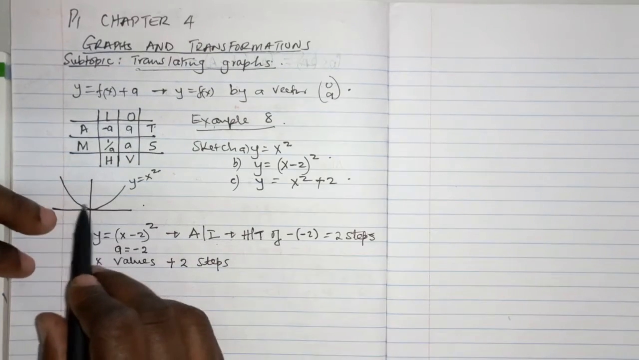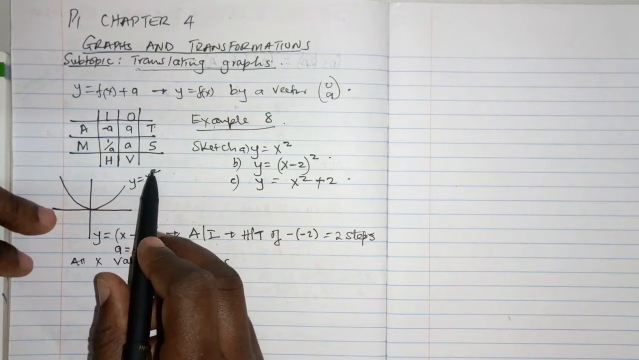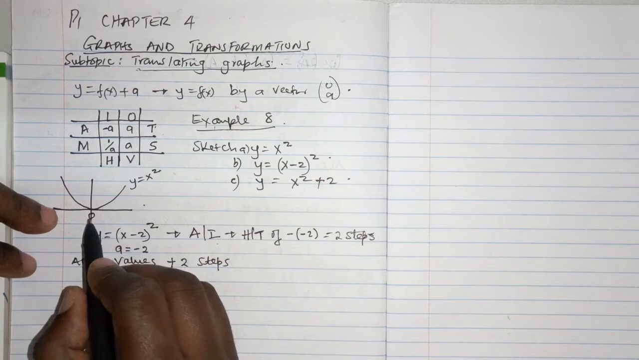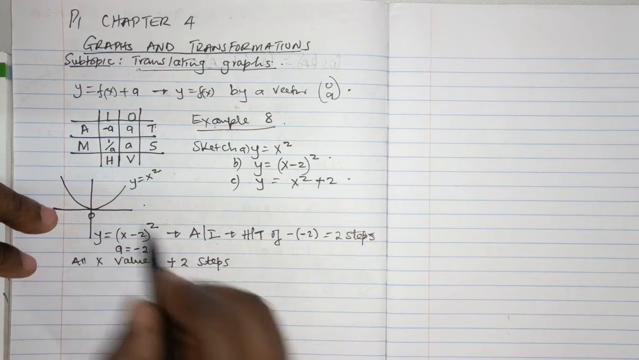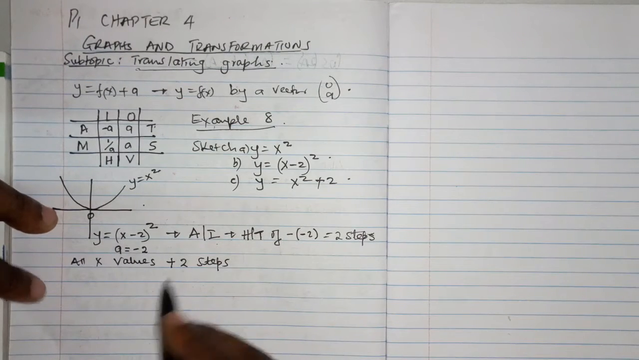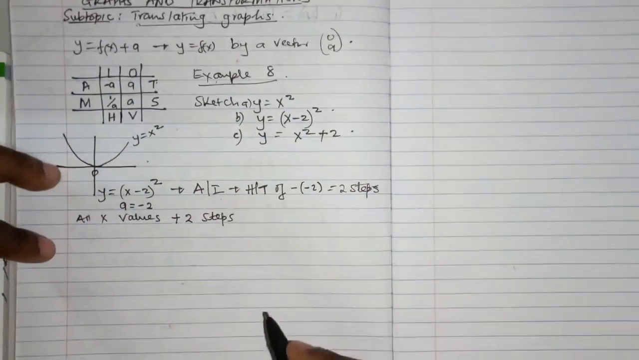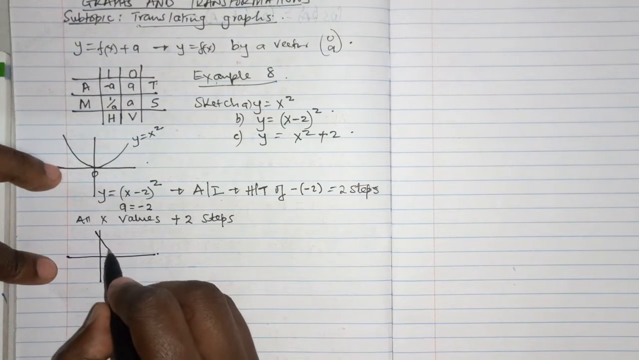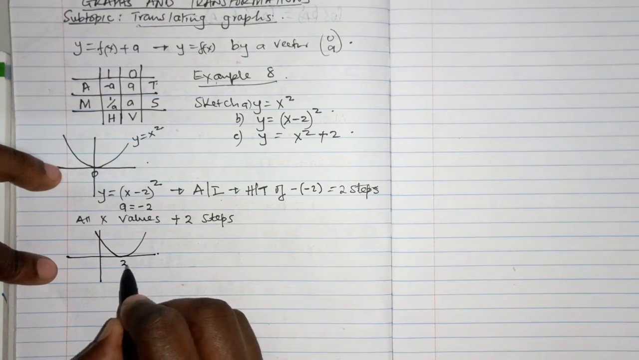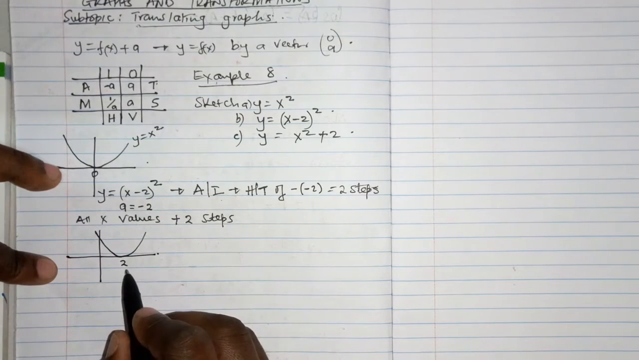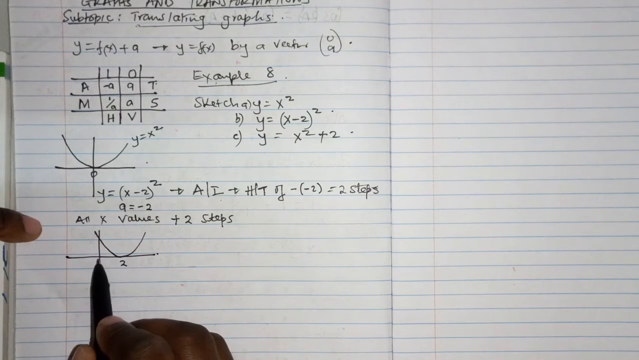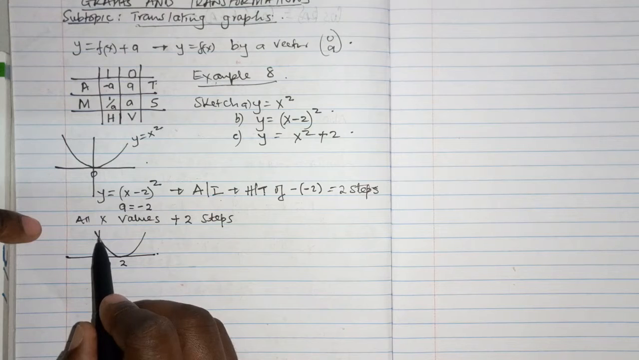So if this was y is equal to x squared, and it touched the x-axis at the point (0, 0), if this particular point moves to the right 2 steps, then we are going to have a curve that looks like this. So what was 0 plus 2? 2. And what is this? This is because when x is now 0, it is going to give the value of y.